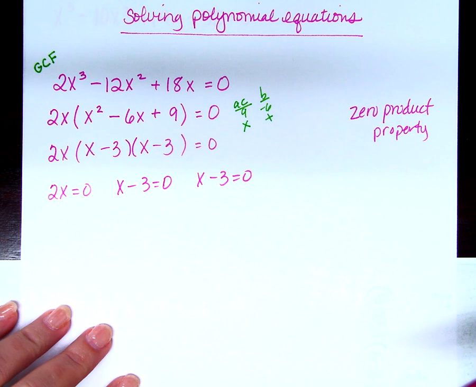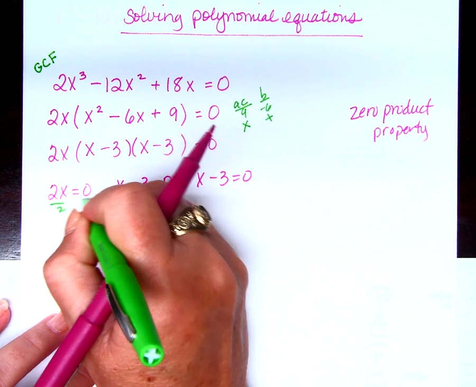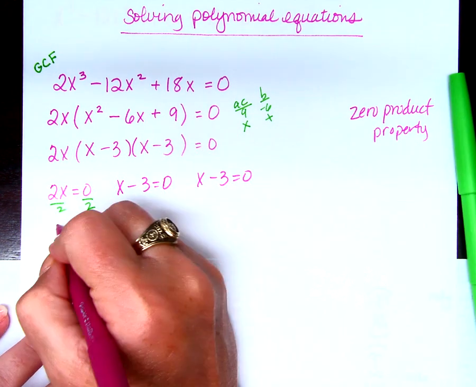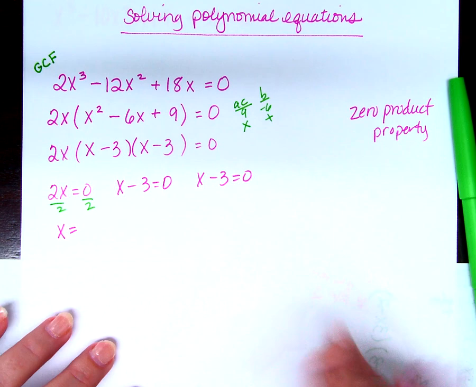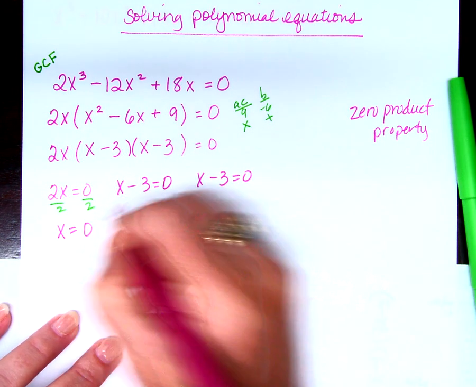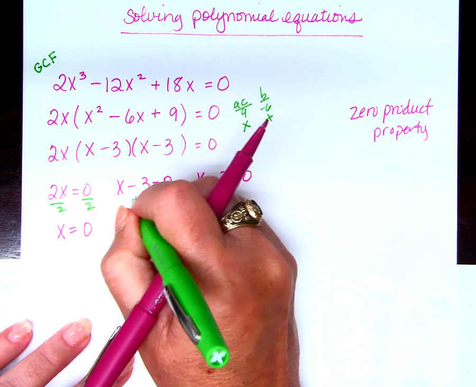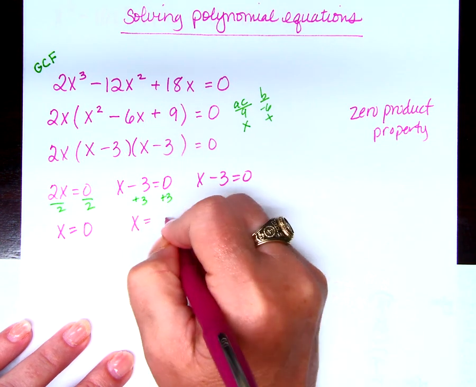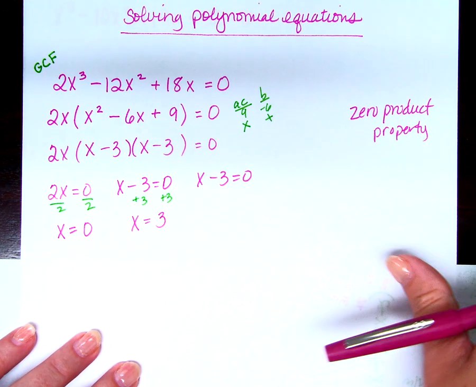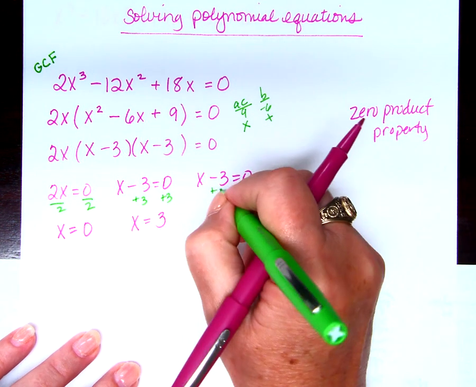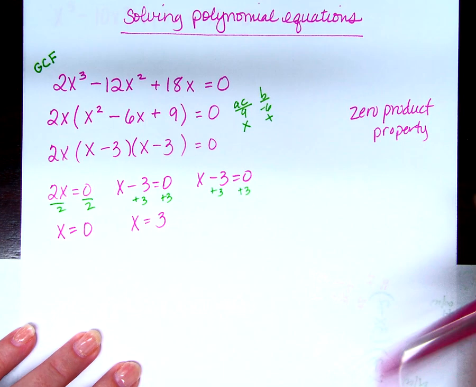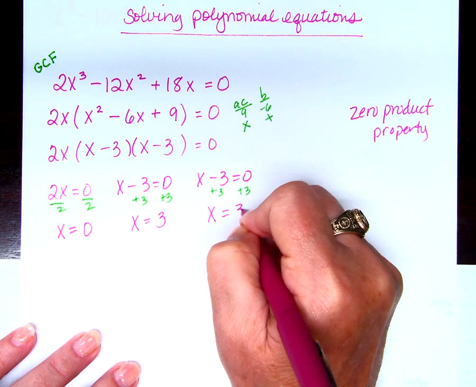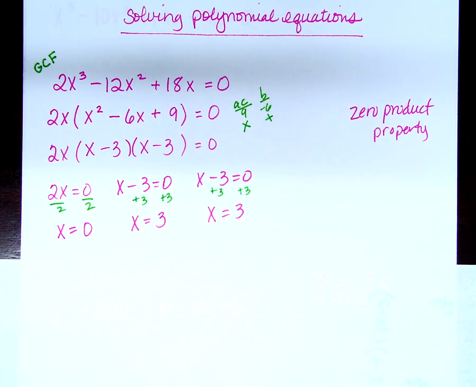Okay? So this first one I will divide both sides by 2 and get x equals what? What's 0 divided by 2? 0. This second one I need to add 3 to both sides. So x equals 3, right? 0 plus 3. And this last one I need to add 3 to both sides. So x equals 3. So how many solutions was I supposed to get? 3. And how many did I get? 3.